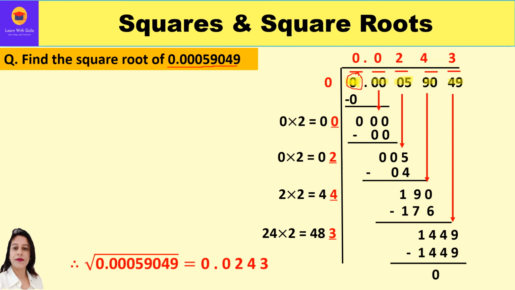What should be the square of that number so that it is less than or equal to 0 only. So that number is 0. We cannot take 1 because 1 into 1 is 1, which is more than 0. So 0 multiplied by 0, we get the product 0. Subtract 0 minus 0, we will get 0. Bring down the next period, that is 0, 0.